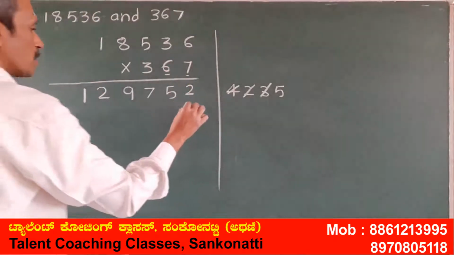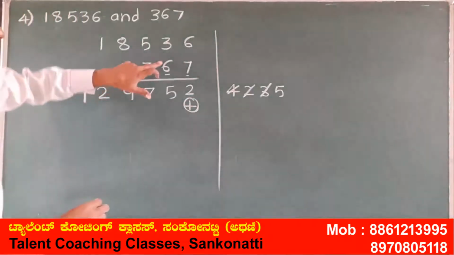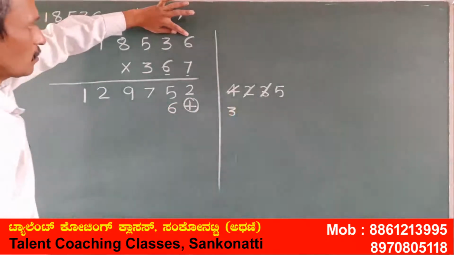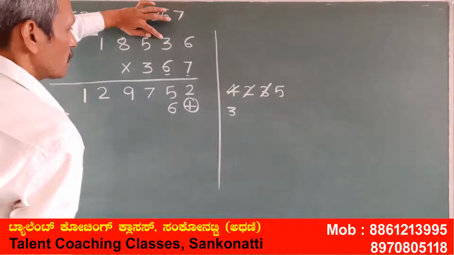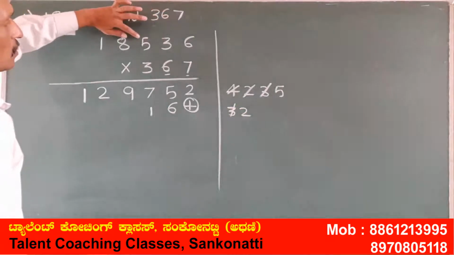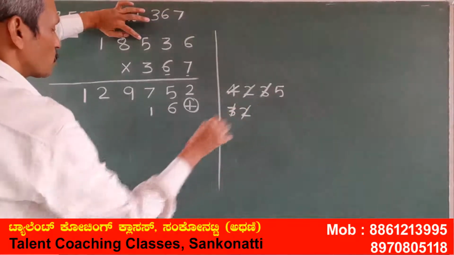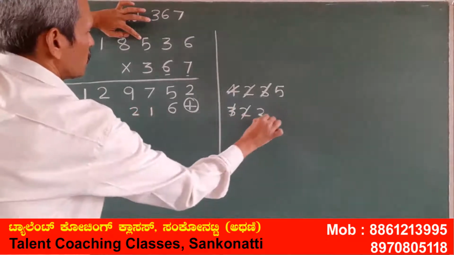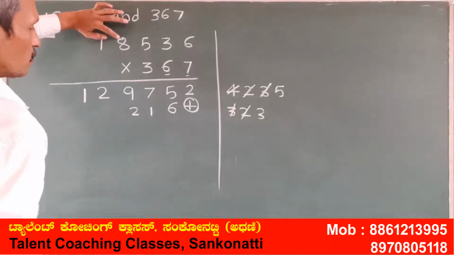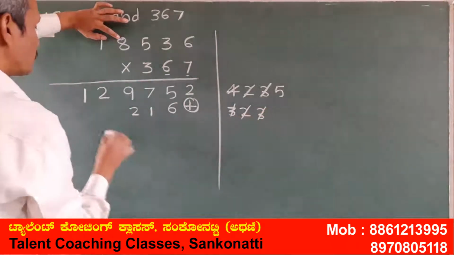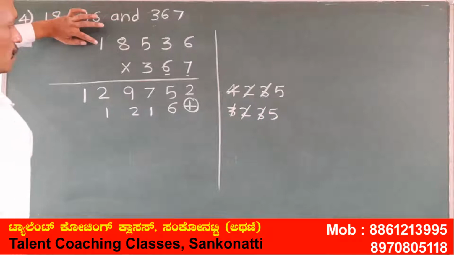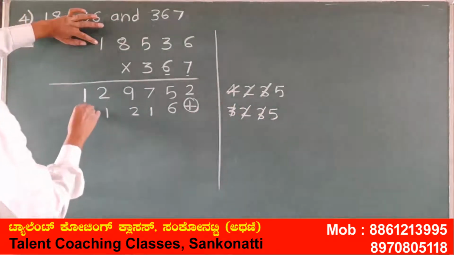Now we start multiplying by 6. We write here 1 zero and 6 6s are 36 and 3 is carry over. 6 3s are 18. 18 plus 3 is 21 and 2 is carry over. 6 5s are 30. 30 plus 2 is 32 and 3 is carry. 6 8s are 48. 48 plus 3 is 51 and 5 is carry over. 6 1s are 6 and 6 plus 5 is 11.